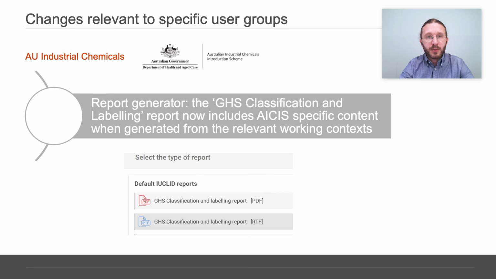There was also a change relevant for Australia under the industrial chemicals legislation. We have updated the report, the GHS classification labeling report, to include AICIS specific content when generated from the relevant working context. So if you are a user in Australia and you work under the relevant working context, you will see that the GHS classification and labeling report now contain more information, more relevant information for your legislation.